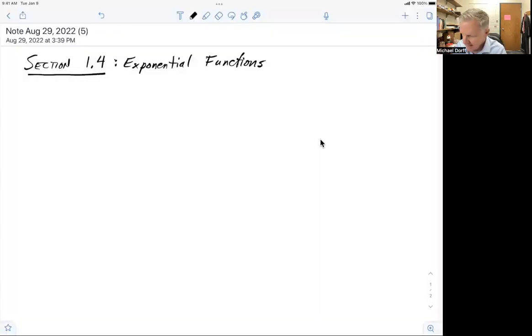We're going to talk about section 1.4, which deals with exponential functions. So let's look at the laws of exponents. There are four main laws here.